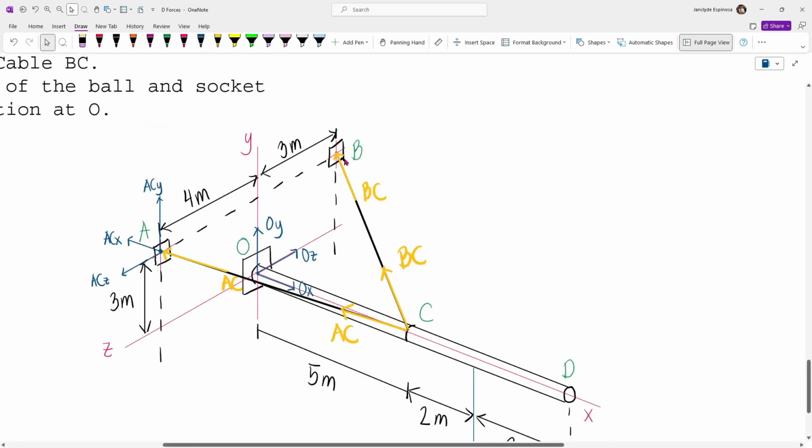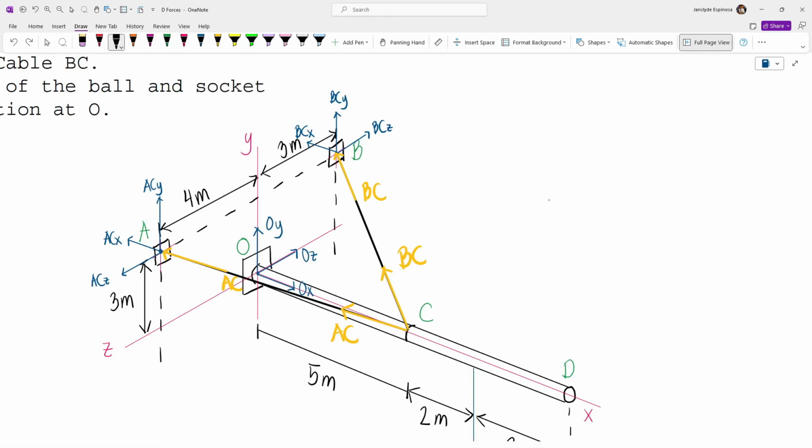And so let's try to look at point B. Now for BC, the component along the X-axis is going to the left. So here we have BCX. This is parallel to the X-axis. And then along the Z-axis, this is essentially going to the right. And so we have here BCZ going to the right. And then for the Y component, it's actually going upward, since this is going upward. So we have BCY pointing toward this direction. And so we now have our forces. We have the components of BC, AC, and also the reactions at O. So we can now take moments.